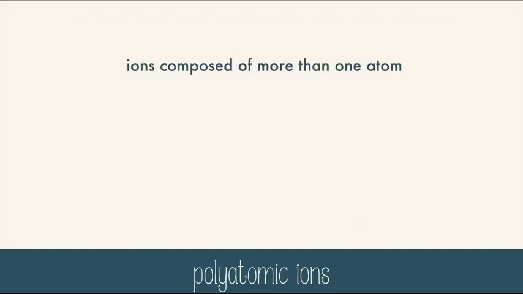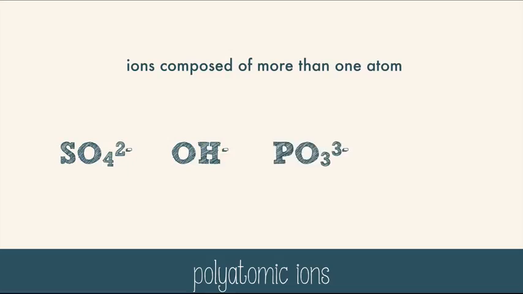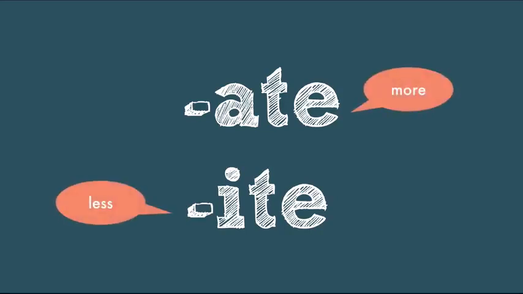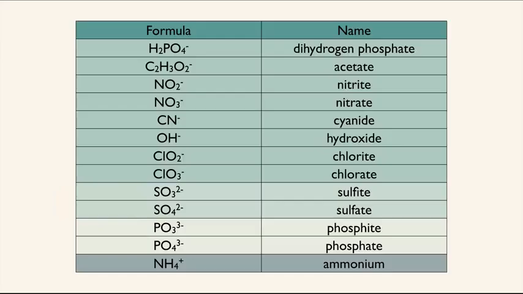Polyatomic ions are composed of more than one atom, like sulfate, hydroxide, phosphite, and ammonium ions. They are tightly bound by covalent bonds and behave as one unit that carries a charge. Most of the polyatomic ion names end in -ate or -ite, which are the oxyanions, but some polyatomic ions end in -ide. -ite means less and -ate means more, which is in reference to the number of oxygen atoms in the ion. Let's look at a list of some common polyatomic ion names.